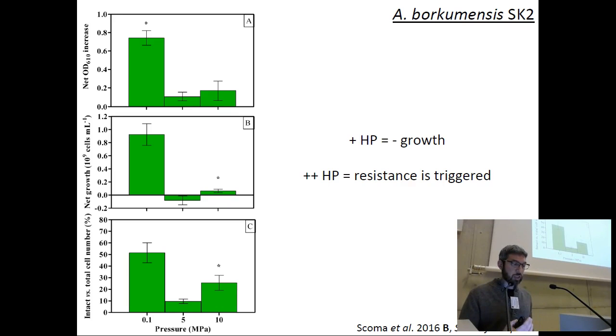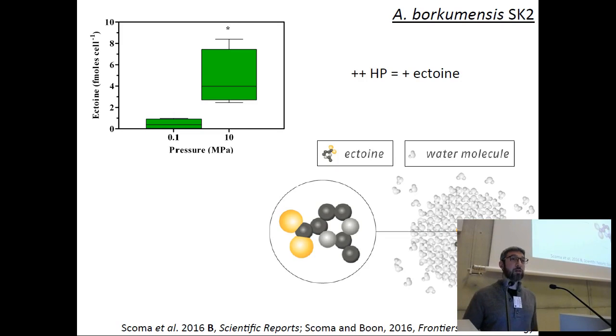And then again, as you increase the pressure, there's a little bit of resistance. The resistance, nevertheless, is not enormous, but it just says there is some mechanism that is triggered. And we found why, eventually. We found that cells can accumulate ectoine as you increase pressure.